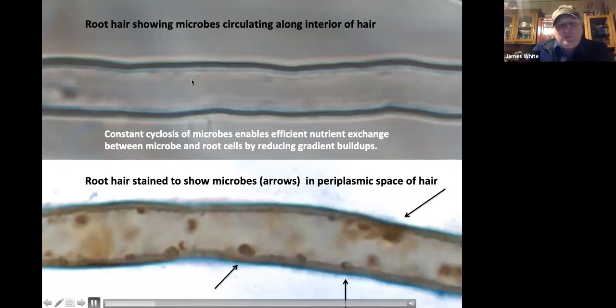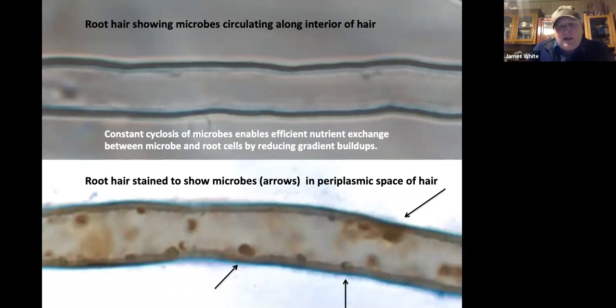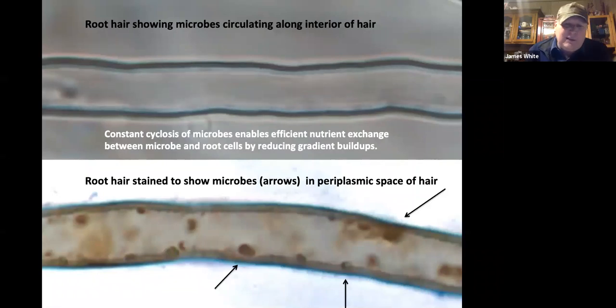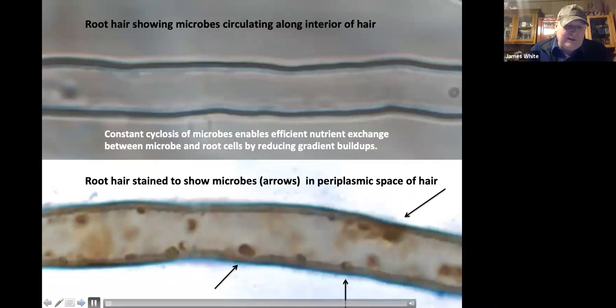To get these pictures, what we do is we germinate on agarose on a Petri dish, a clear plastic Petri dish, and then we turn it upside down and look at it in a microscope. And so that's why we can see this movement. This is moving about the right speed for these, maybe a little bit faster. These things move about 10 micrometers per second. So they actually are moving quite rapidly in these hairs.